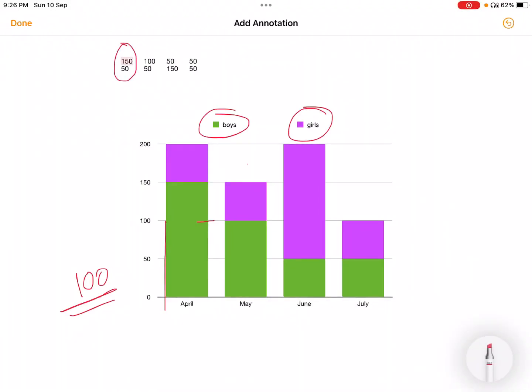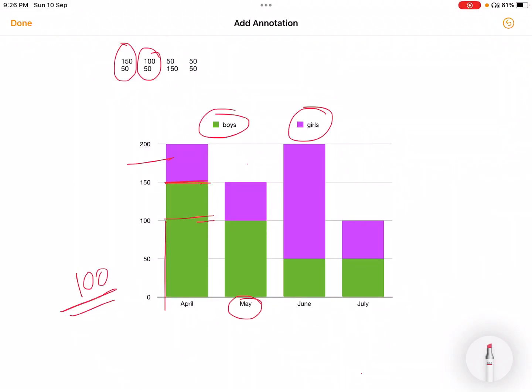Okay, so this is the data of April month. So 150 boys, so 100 and here is 150. So 150 boys are there, and remaining 50 girls are there. Similarly, just move to the second data, 100, 150. Okay, this is the data which is collected in May month.